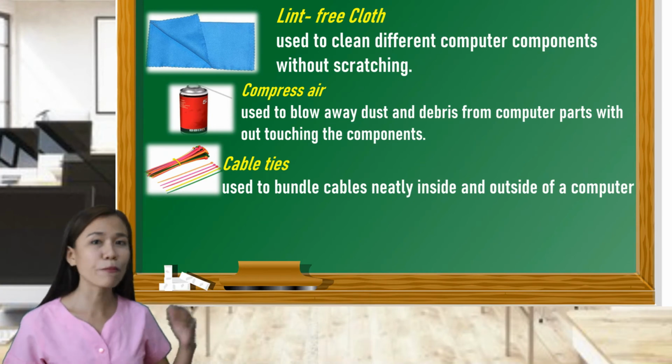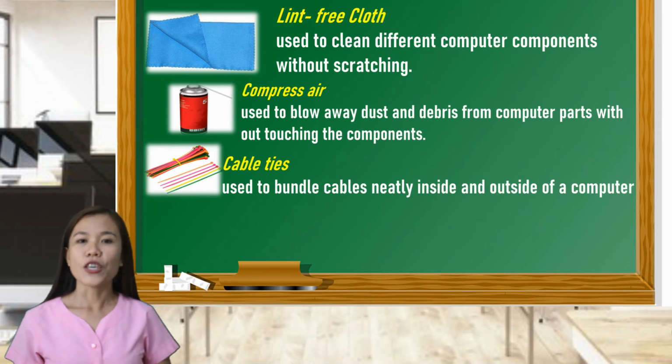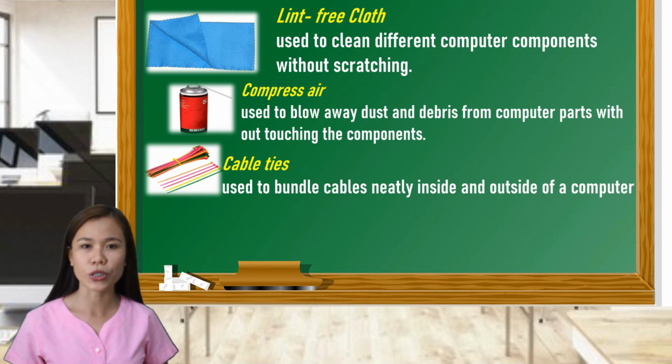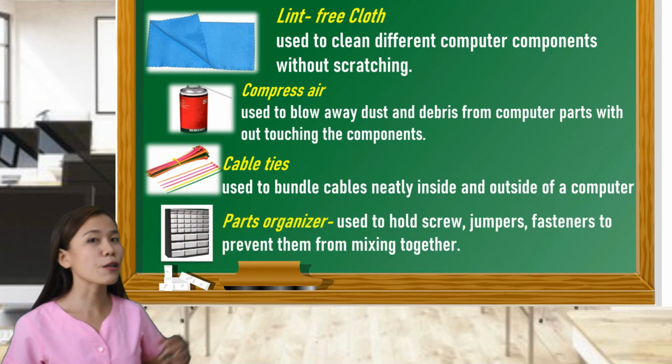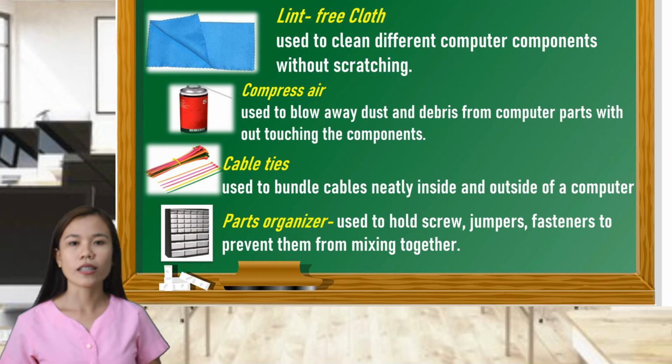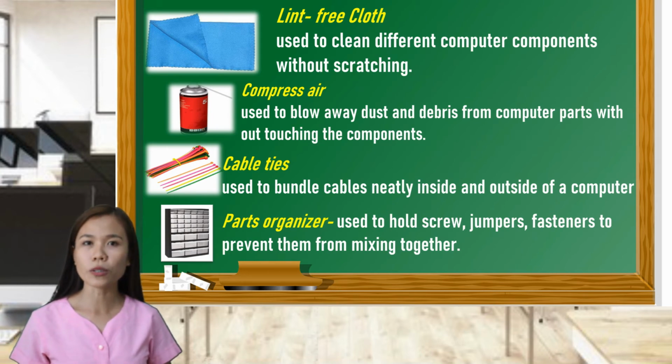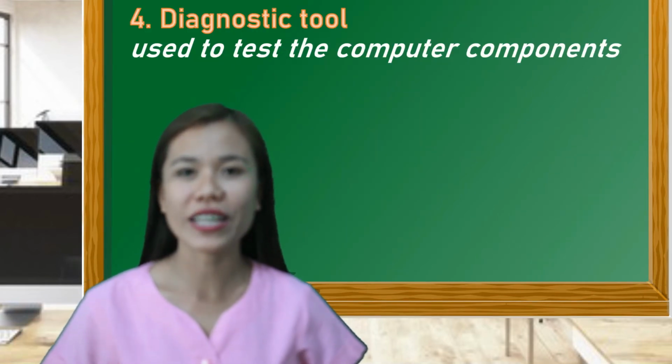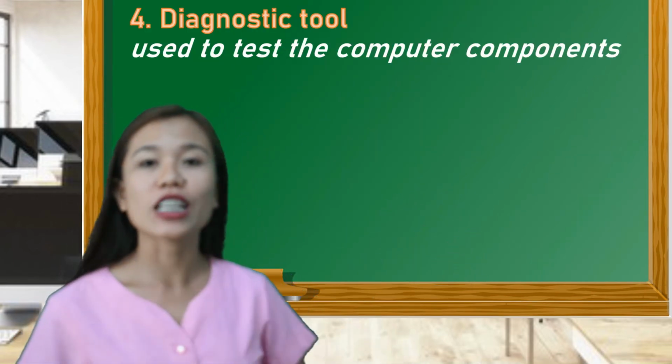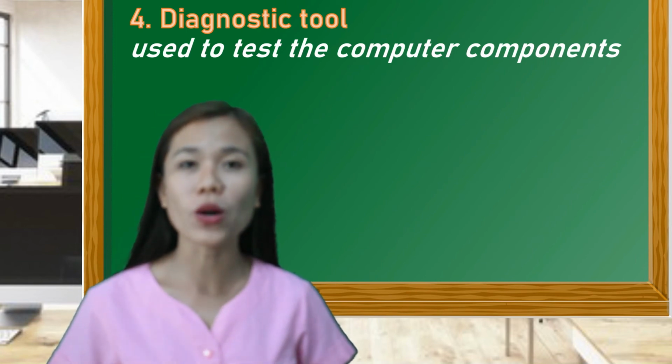Next is the cable ties. Used to bundle cables neatly inside and outside of a computer. Lastly is the part organizer. It is used to hold screws, jumpers, fasteners to prevent them from mixing together. The last category is diagnostic tool. It is used to test the computer components.